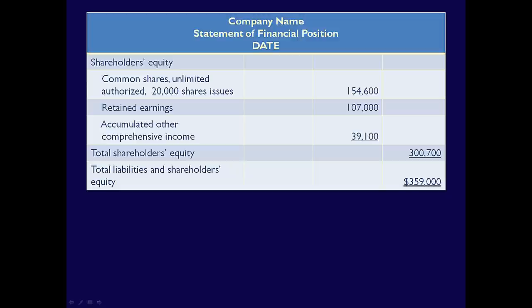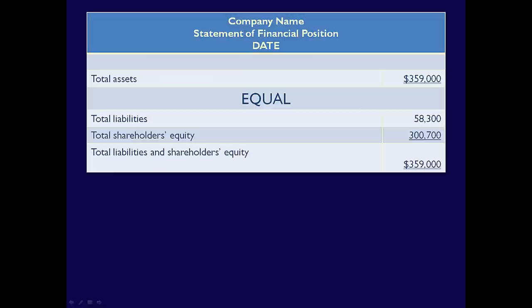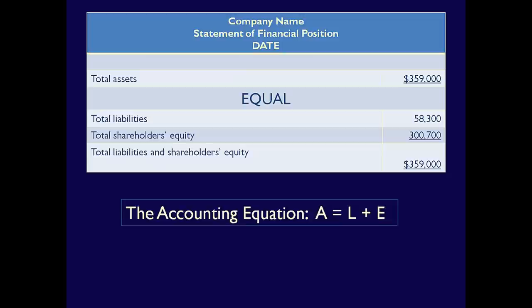Notice that the order of shareholders' equity items, common shares, retained earnings, and accumulated other comprehensive income, are the same as the order of the columns in the statement of changes in equity. There is a subtotal for shareholders' equity before total liabilities and shareholders' equity is provided. Notice something really important. Total assets are equal to total liabilities plus shareholders' equity. This is called the accounting equation. This equation shows that economic resources, that's our assets, are financed either through debt, our liabilities, or equity from shareholders. This equation will be explored in a later video. For now, it's important to recognize that in the statement of financial position, assets always equals liabilities plus shareholders' equity.